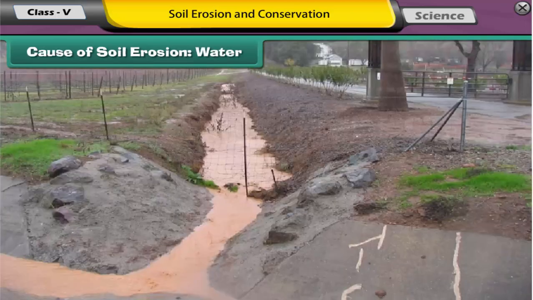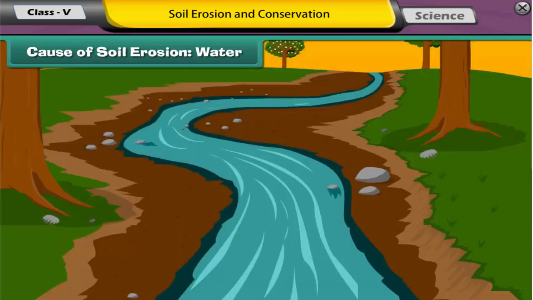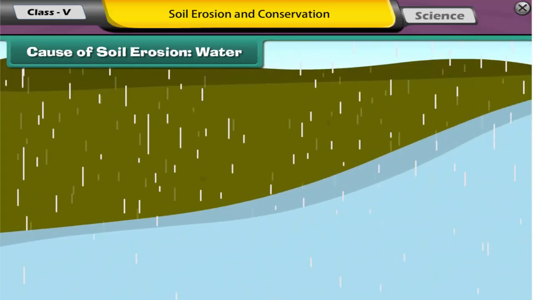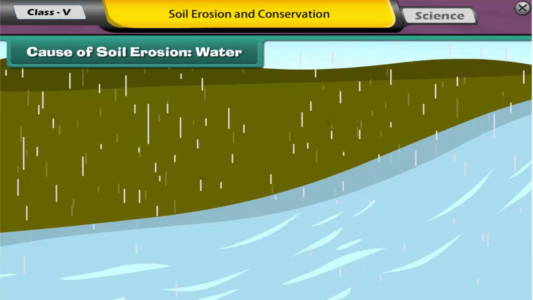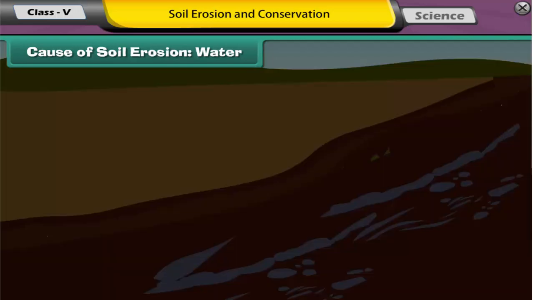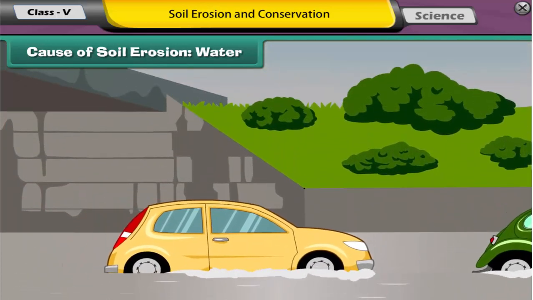Friends, come let us know the factors which cause soil erosion. The most common factors are water and wind movements. Water flowing through the ground carries away soil with it. During rain, the soil particles are detached by raindrops. These soil particles are carried away by the running water. Floods are also a main cause behind soil erosion.